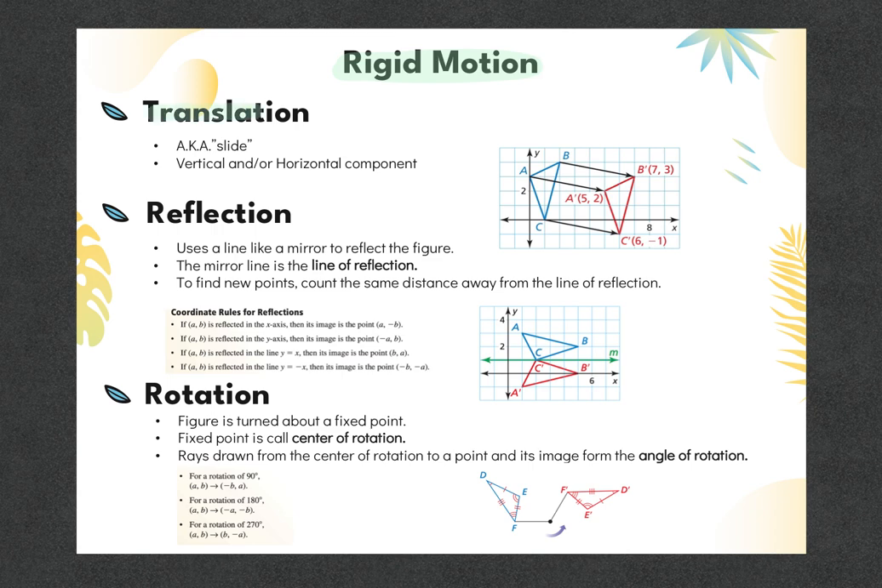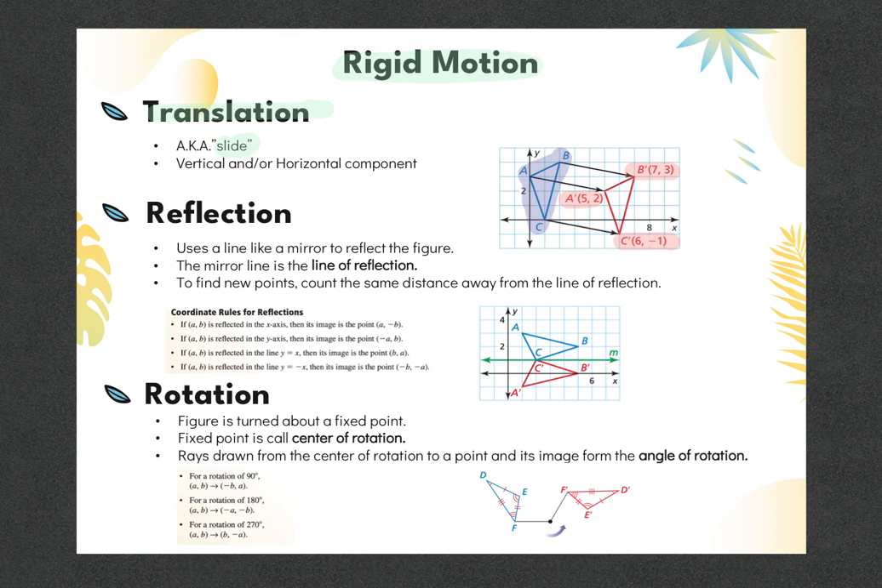The first is a translation, and a translation is also known as a slide. So you're literally taking your pre-image and you're sliding it in a direction. When you're looking at an image, the pre-image will have normal letters. So this would be triangle ABC. And the image is going to have these little tick marks after the letters, A prime, B prime, and C prime. That means that's the image, the one that has been changed. So blue, pre-image, red, image.